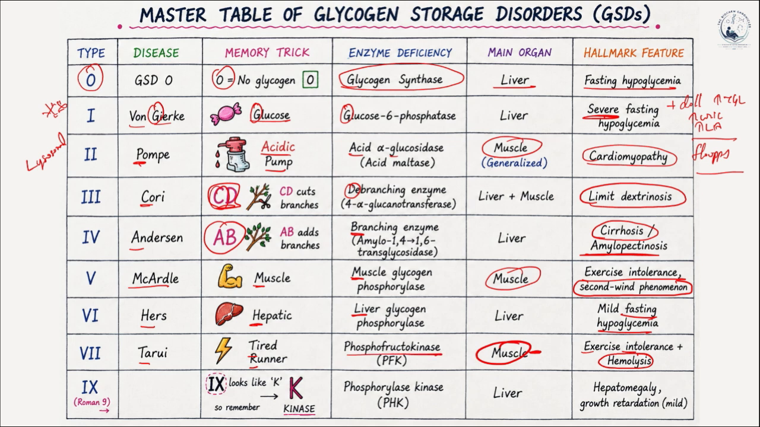Then we have type 9 GSD. There's no specific name for this. This Roman number 9 looks like K, right? So why K? Phosphorylase kinase is the enzyme that is defective here. Here they have hepatomegaly and growth retardation and it's a mild form of glycogen storage disorder.